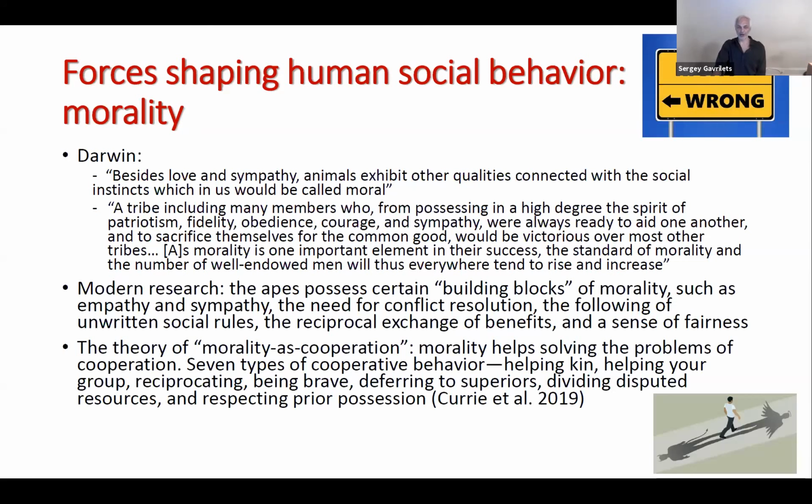The new theory of morality as cooperation postulates, and there are data supporting this, that morality evolved as a set of tools, in a sense, to solve problems of cooperation. And there are seven different types of cooperative behavior that are viewed as moral across dozens of different cultures. They include helping kin, helping your group, reciprocating, being brave, and things like that.